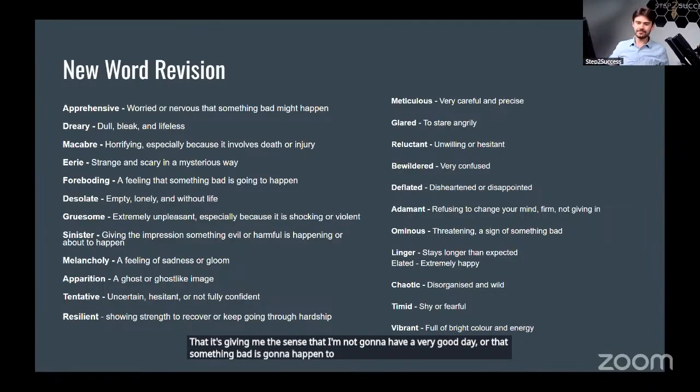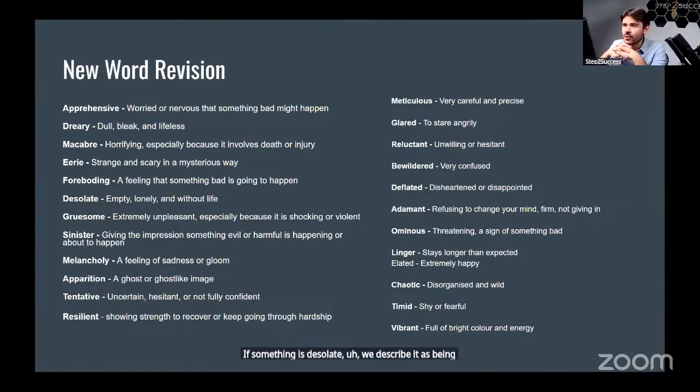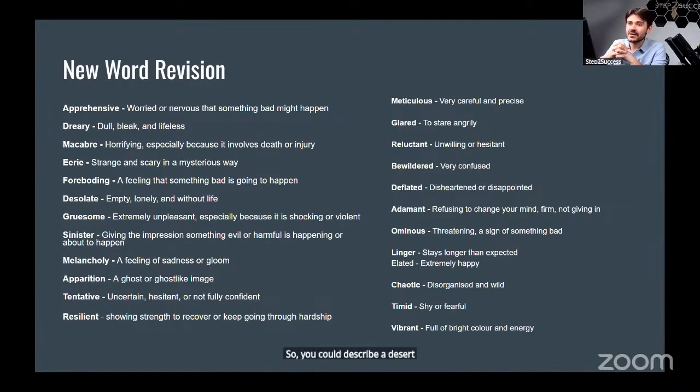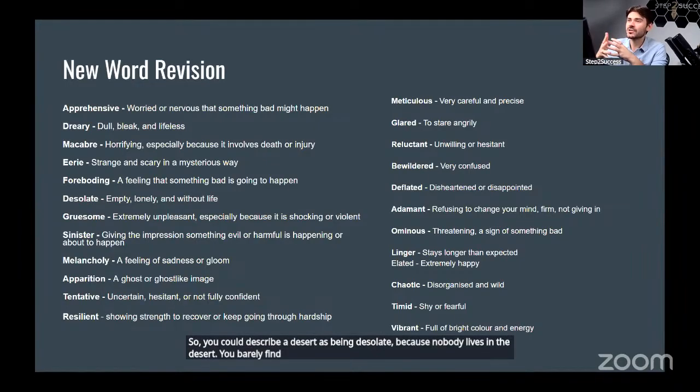If something is desolate, we describe it as being empty or lonely without life. So you could describe a desert as being desolate because nobody lives in the desert. You barely find any animal species. Apart from cacti, there are very rarely any plant species in the desert. So we describe it as being desolate because it's empty, it's lonely, it's without life.